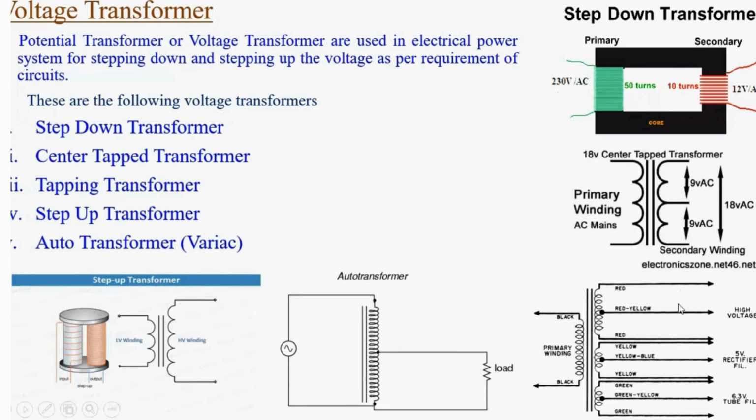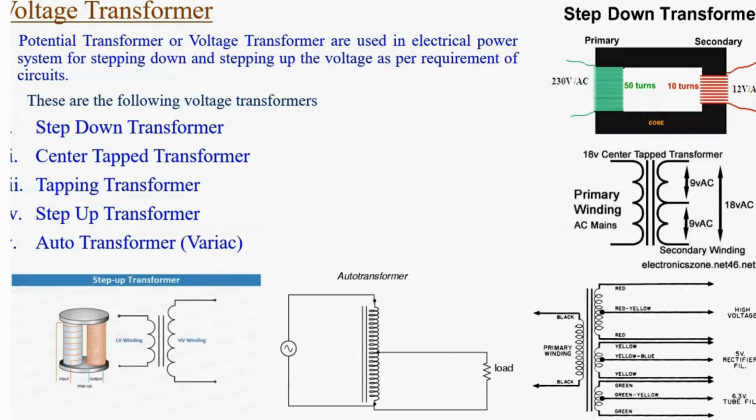Right? So this is used for your consumer electronic circuits where different types of voltages are required, especially in your television sets, and they will use multi-tapping transformers. Okay. Then one more transformer is there that is called an auto transformer. Now, what is the difference between an auto transformer and other transformers?